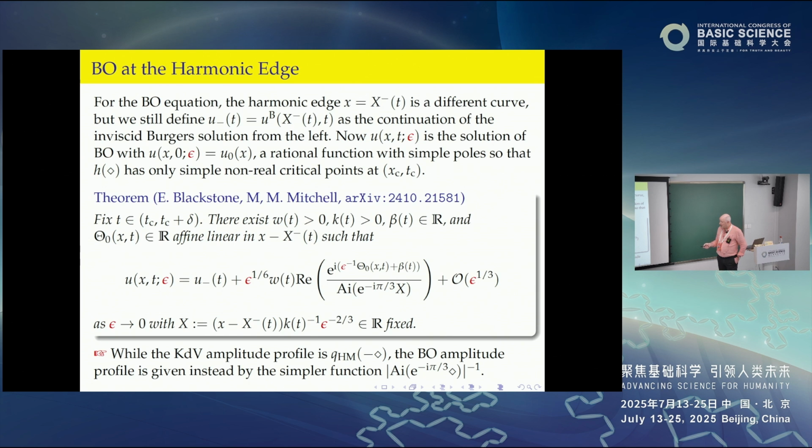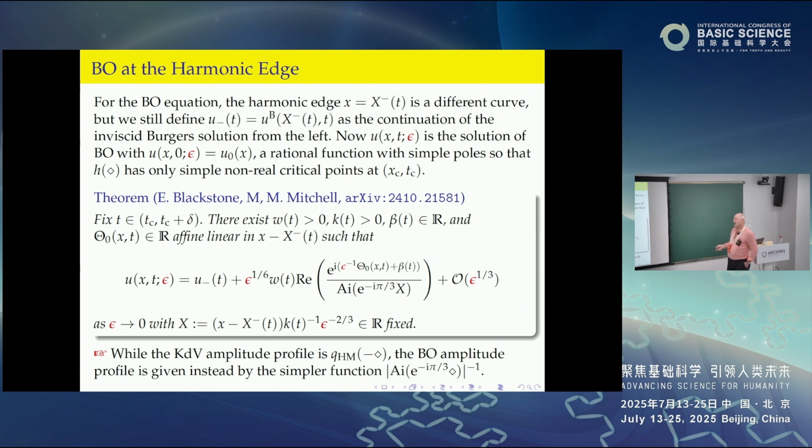Then the theorem is the following. Suppose we fix a time that's a little bit north of the critical time. Then again, there are some positive functions w and k. There's also a real-valued function beta and an affine linear phase theta. By the way, I'm saying there exist these things, but actually there are formulas for them. I just don't want to put them on the slide. Anyway, the Benjamin-Ono solution is the Burgers solution plus epsilon to the 1/6 times amplitude. And now here we have the real part of, again, the phase oscillation. It looks like the cosine term, but divided by an Airy function of e to the minus i pi over 3 x, plus small order epsilon to the third.